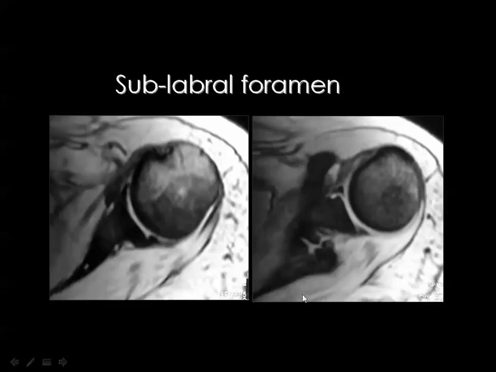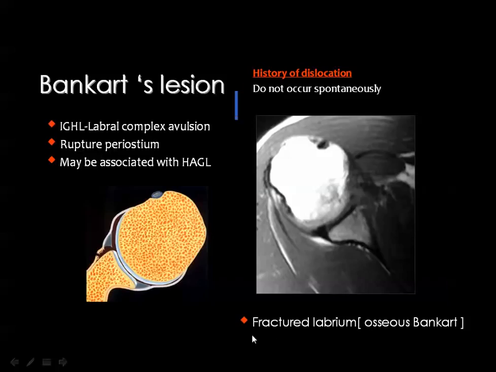If you want to see any abnormality in the anterior labrum, please go to the level where you can identify clearly the tendon of the subscapularis muscle. Then the first lesion which affects the glenoid labrum, which is commonly seen in clinical practice, is the Bankart lesion. And Bankart lesion means injury of the anterior glenoid labrum.